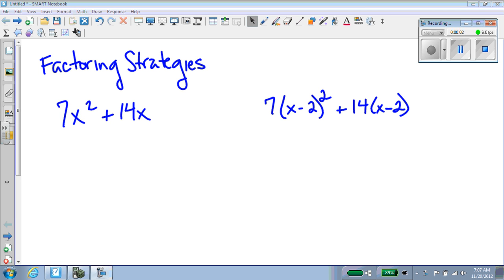Today we're going to talk about factoring strategies. The first strategy you should always look for is finding the greatest common factor. So here we have a very nice binomial.